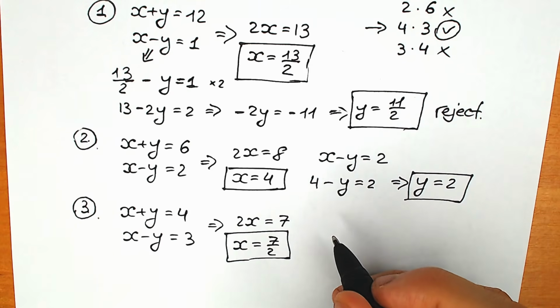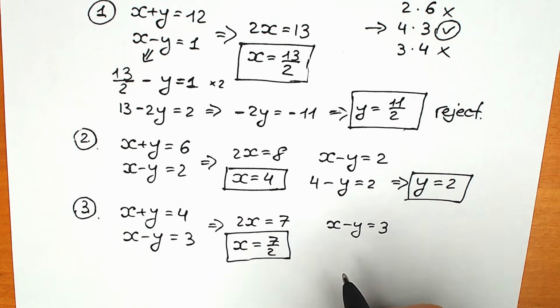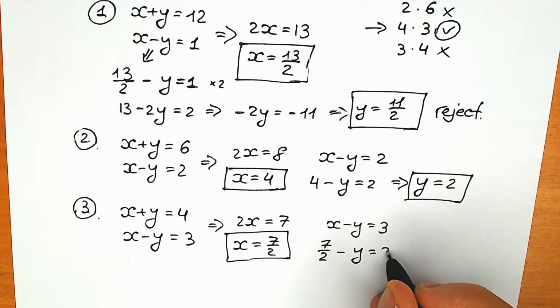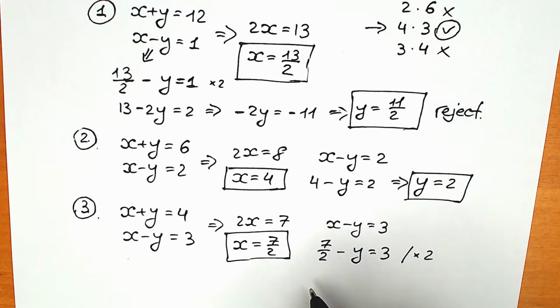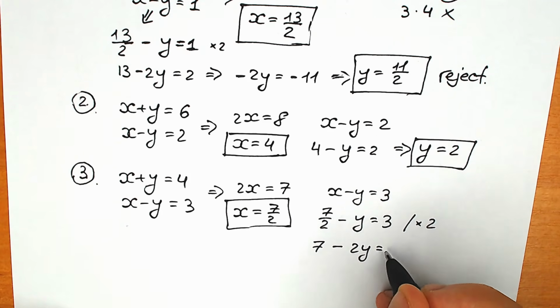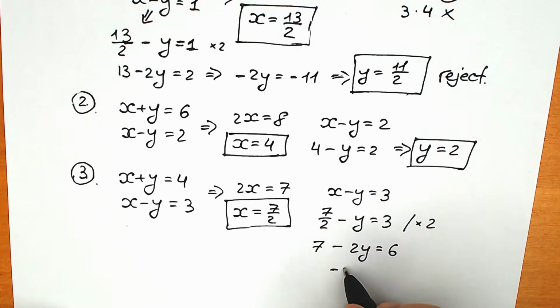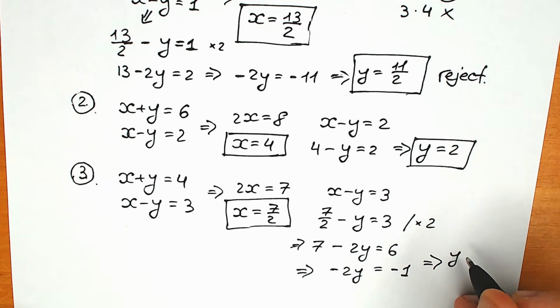So let's find our y. From the second equation, x minus y equal to 3 and x equal to 7/2. So we have 7/2 minus y equal to 3. Let's multiply our equation by 2. And as a result, we have 7 minus 2y equal to 6. This is our next step. So minus 2y equal to 6 minus 7 equal to minus 1. And from here, our y is equal to 1/2.